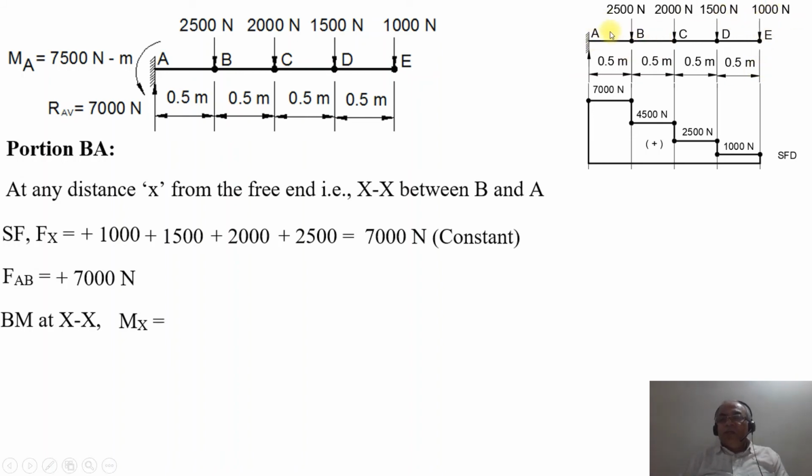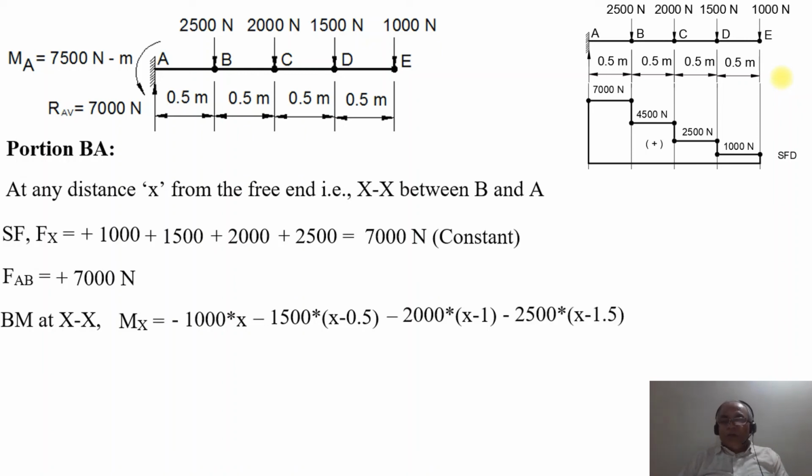First, the load is 1000 into the distance between XX and the point E, which is x. So minus 1000 into x. Then the distance between the section XX and D will be x minus 0.5, so that will be minus 1500 into x minus 0.5. Similarly, for the section between XX and C, it will be minus 2000 into x minus 1. Similarly, the distance of XX to B will be x minus 1.5, that is minus 2500 into x minus 1.5. Again, since the power of x is 1, it will be a linear curve.